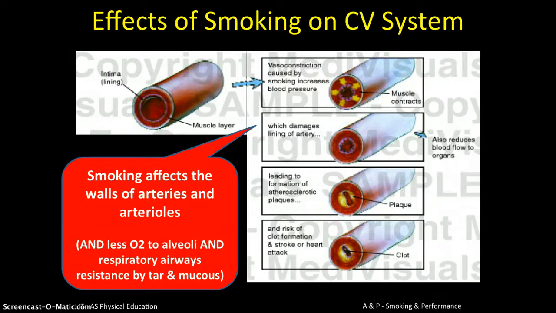And if they are hardened, then they don't expand and recoil particularly well. And if they're blocked by those atherosclerotic plaques, then we don't have blood flowing through them particularly well. So in both cases, smoking can affect the walls and the diameter, the lumen of the blood vessels, particularly the arteries and arterioles, negatively, such that we can't transport blood and therefore oxygen around our body as well as we'd hope to.